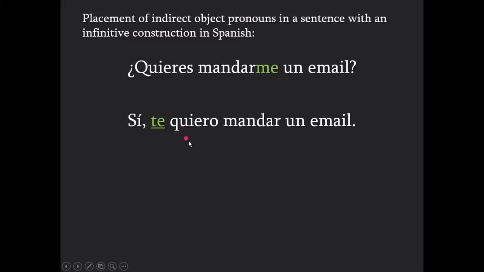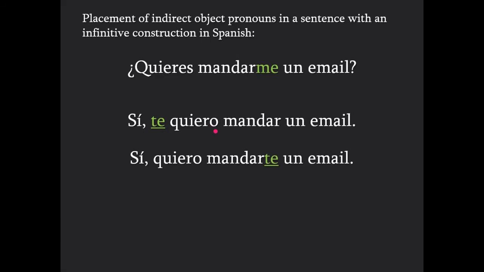Now, because the sentence has two verbs in it, there's another option. And that is, you can answer by placing the indirect object pronoun on the end, the same way it was in the question. So I can answer this question either way. ¿Quieres mandarme un email? Do you want to send me an email? Sí, te quiero mandar un email. Or sí, quiero mandarte un email.